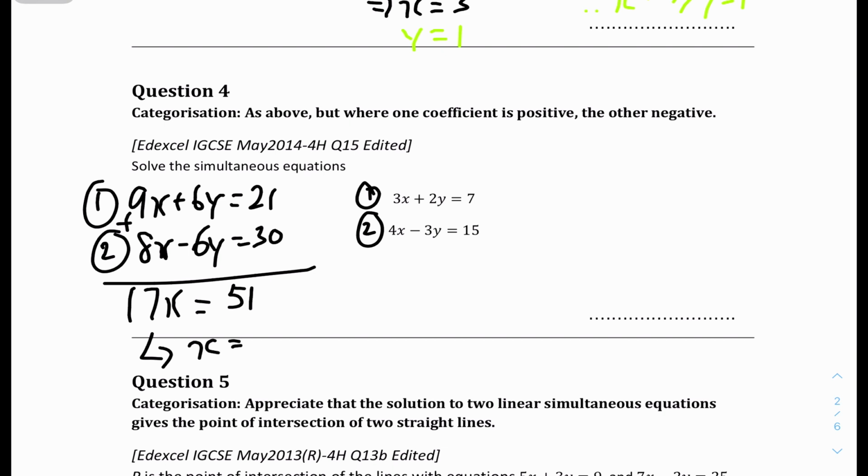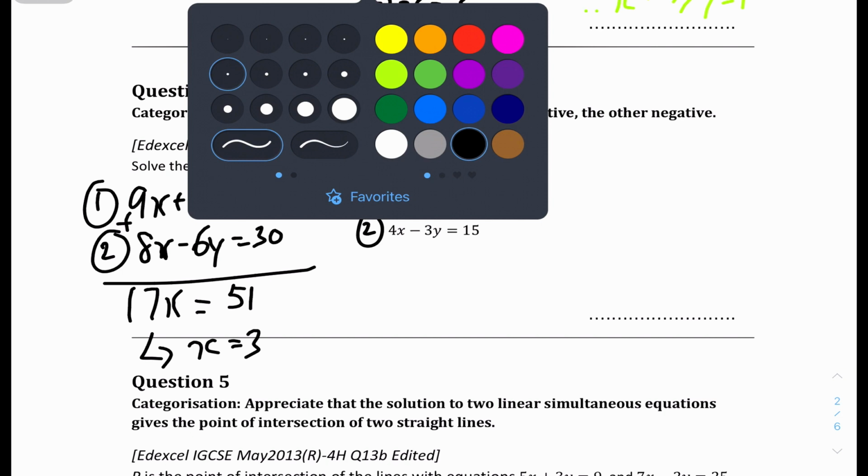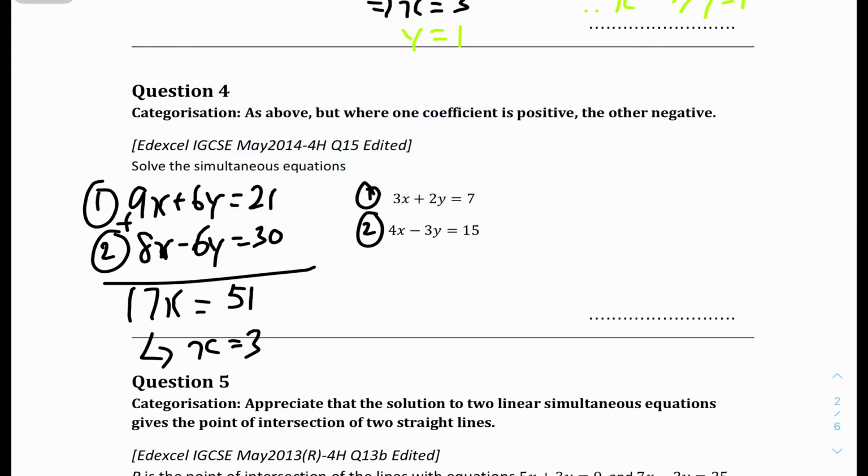So x equals 3. And let's just put this into the first original equation, this one right here. So it would be 9 plus 2y equals 7. So therefore, we minus 9 from both sides, so 2y equals minus 2. And minus 2 divided by 2 will be minus 1, and therefore y equals minus 1. Like so.